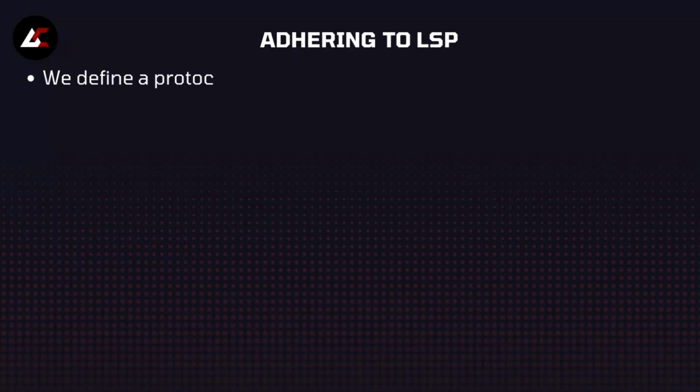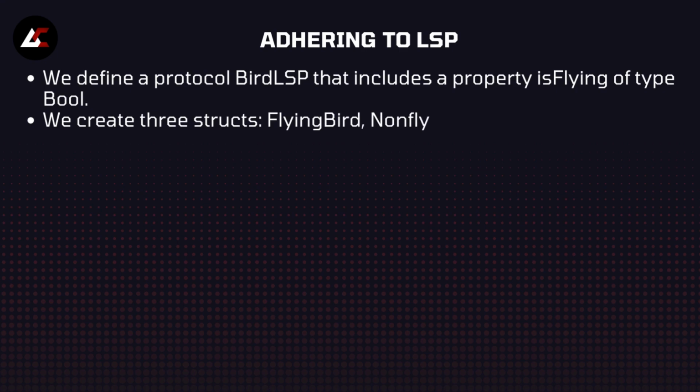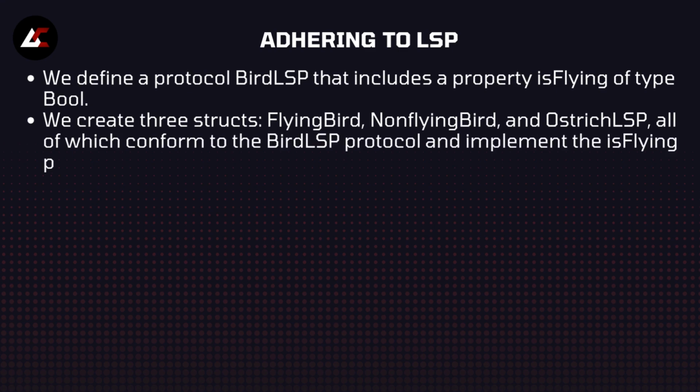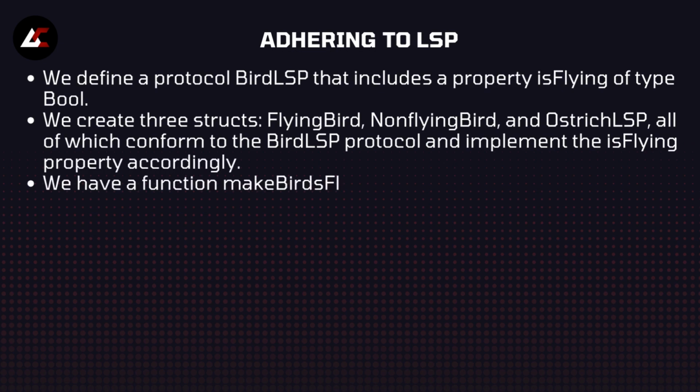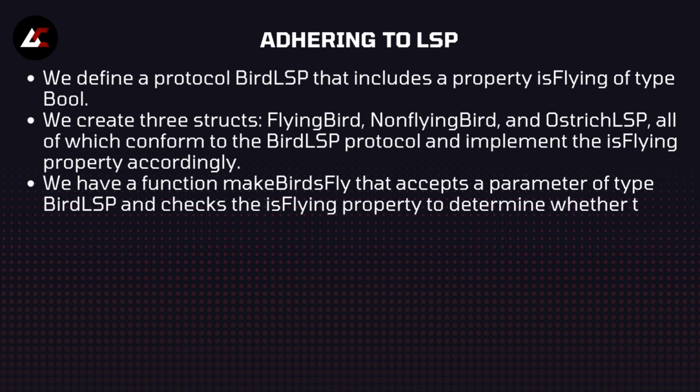Adhering to LSP, we define a protocol Bird that indicates a property isFlying, of type boolean. We create three structs, FlyingBird, NonFlyingBird, and Ostrich, all of which conform to the Bird protocol and implement the isFlying property accordingly. We have a function makeBirdFly that accepts a parameter of type Bird and checks the isFlying property to determine whether the bird can fly.